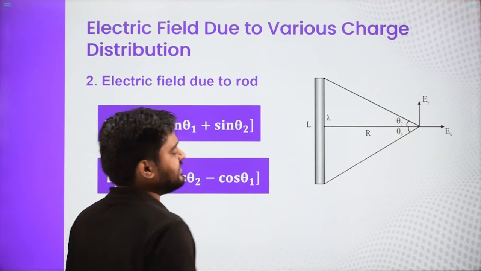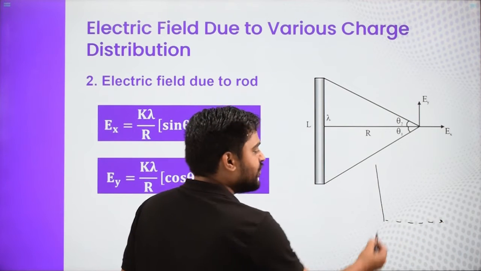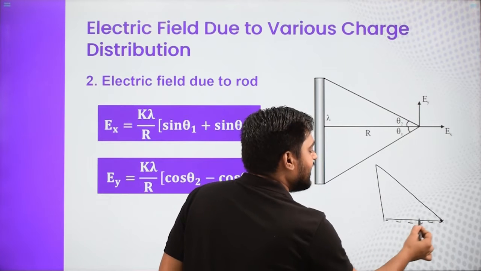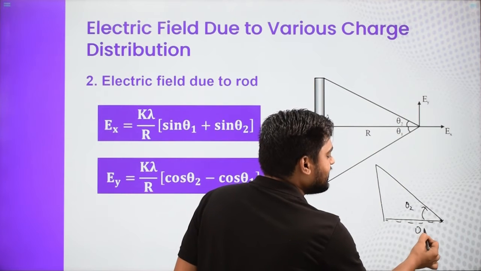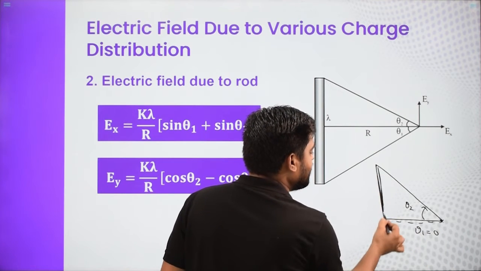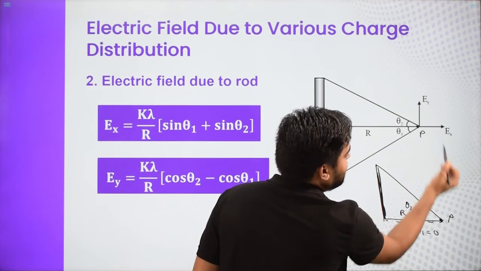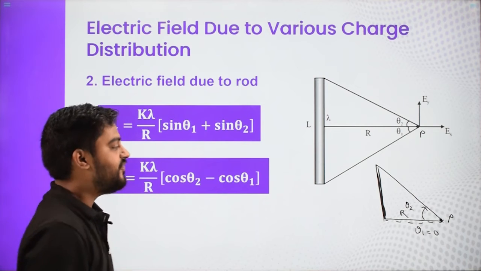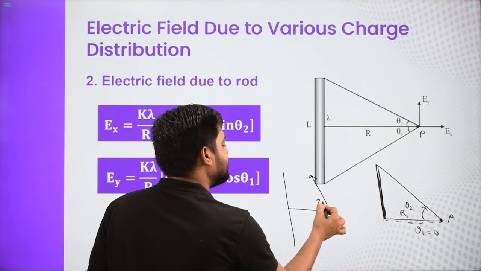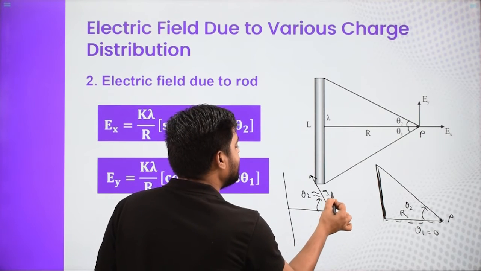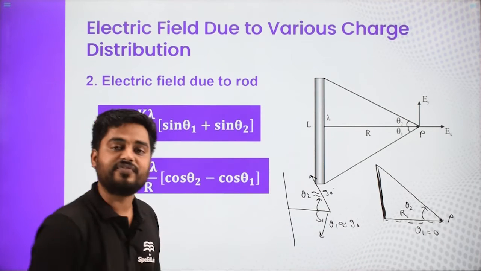If we discuss some of the cases, what if this is the rod and we have to find the field over here? So we just join both of its ends from here, and from this reference line, this is my theta 2. And what about theta 1? Theta 1 is 0 in this case. So if we are talking about a rod and the point P lies at r distance, then theta 1 will be 0. If we have an infinite rod, then theta 2 is approximately 90 degrees and theta 1 is also approximately 90 degrees. So when we put that, we get different cases.